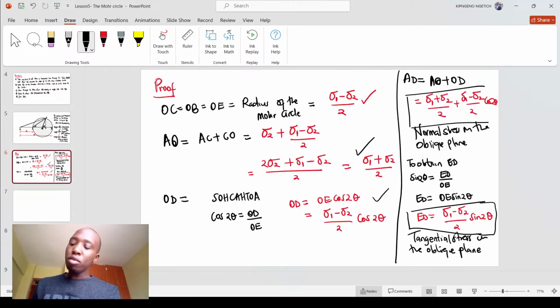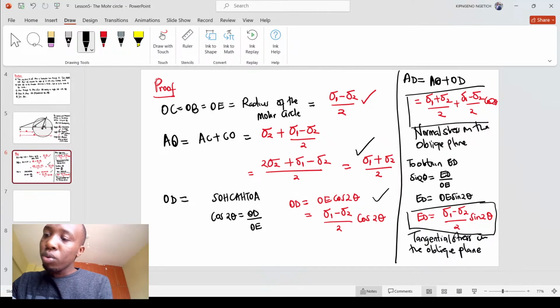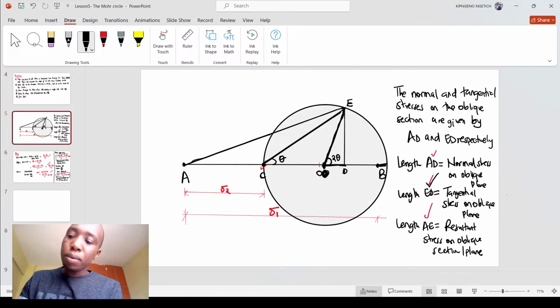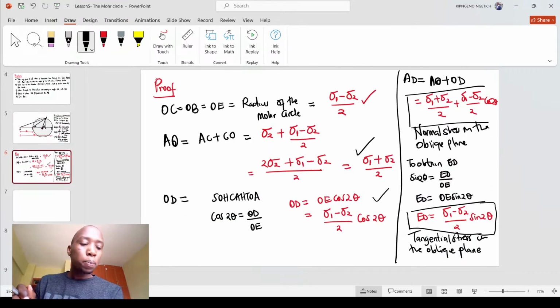Now, we have already obtained the resultant. The resultant is the length of AE, which is the square root of AD squared plus DE squared.